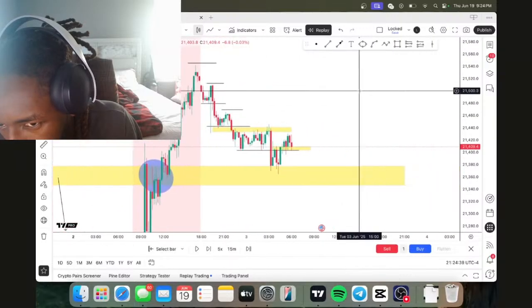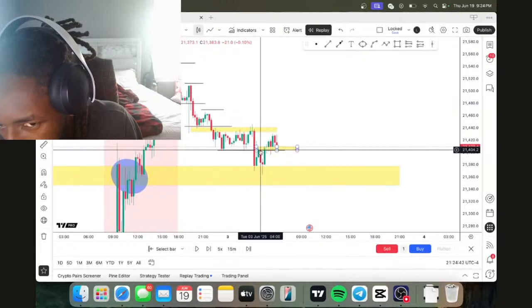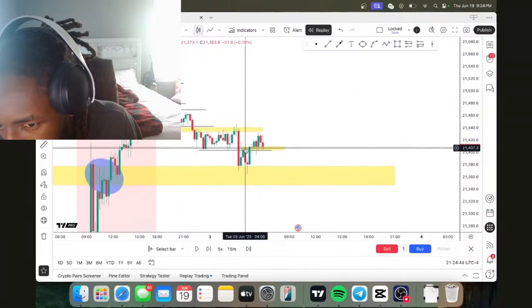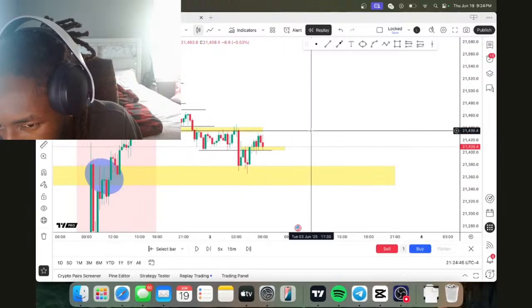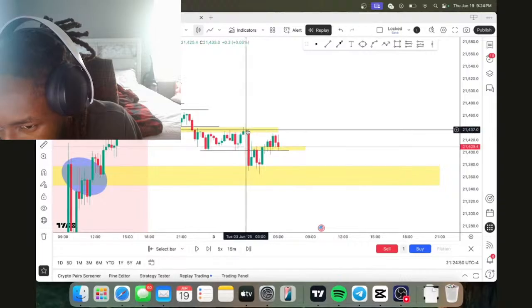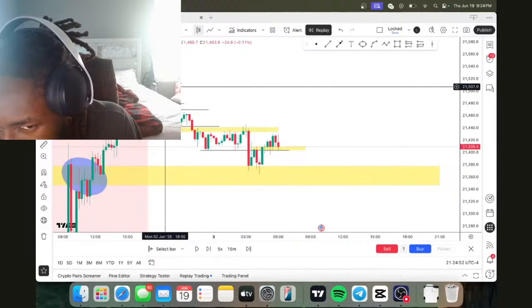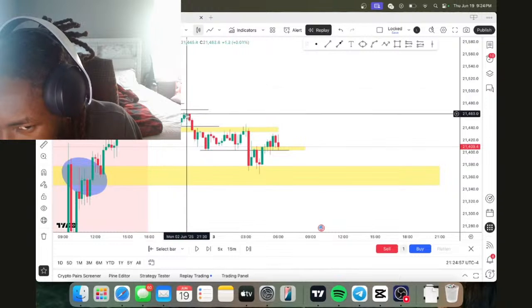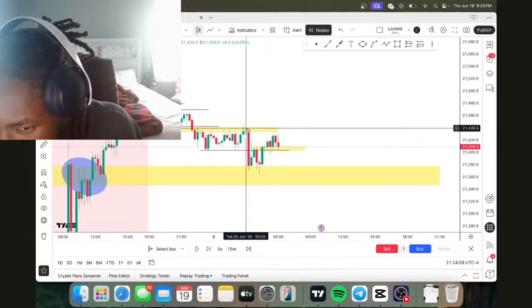So remember, if price is breaking above a lower high, this is letting us know that there are no sellers to keep the market down. So remember, this is our lower high. This is our lower high, lower high. Notice how when price buys up, it hits that lower high, sells. Hits that lower high, sells.